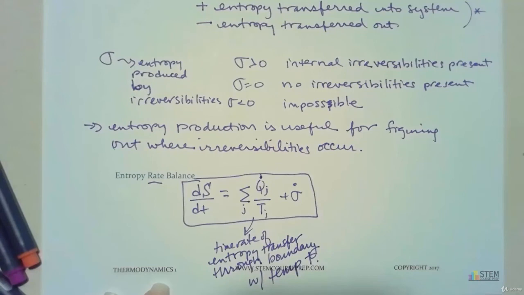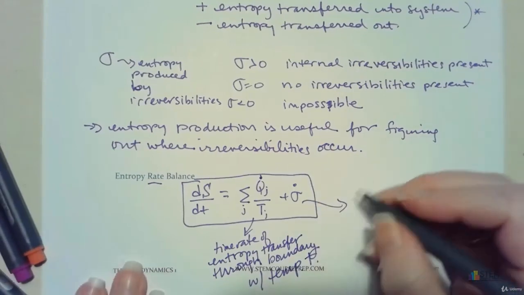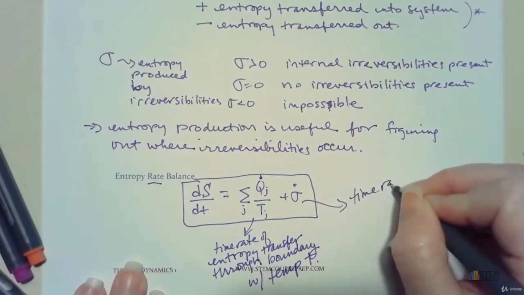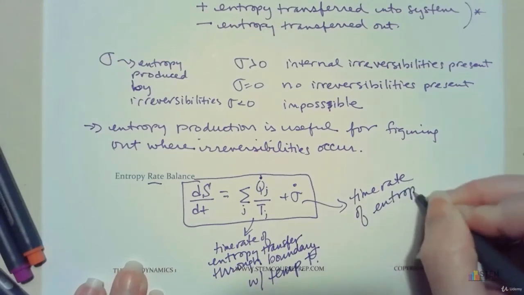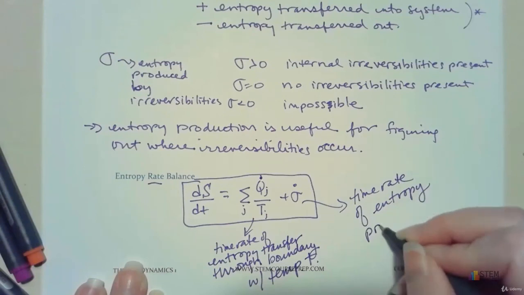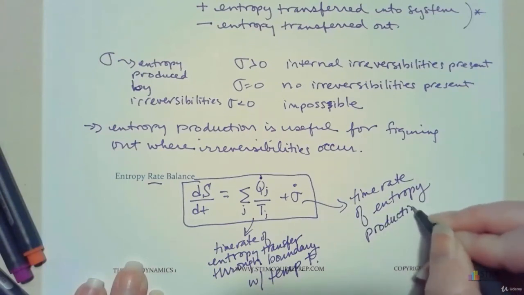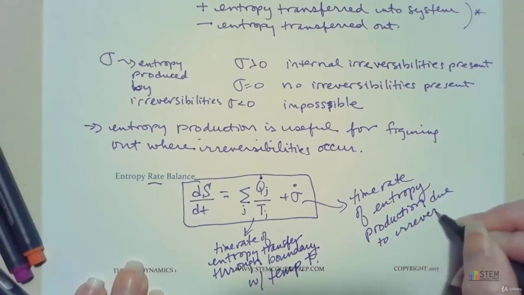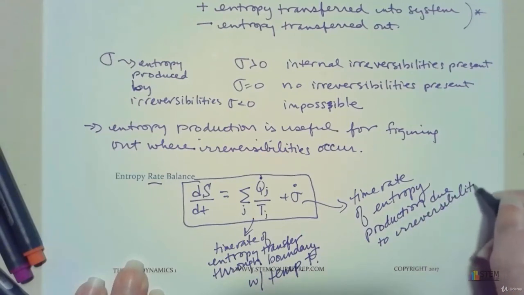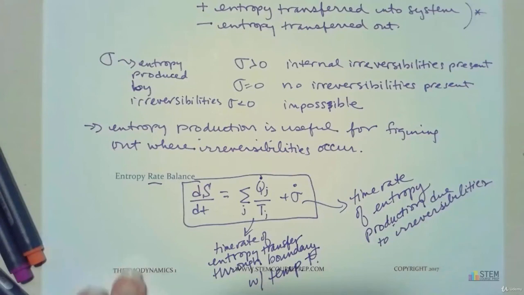All right, so we got that, and then this term over here, that's the time rate of entropy production due to irreversibilities. I swear that word is the longest word. Okay, so that's going to be our entropy rate balance equation.